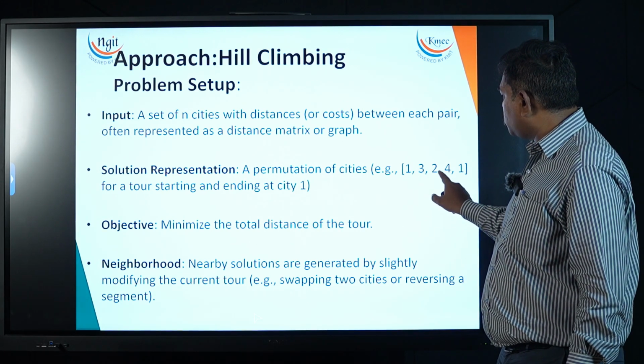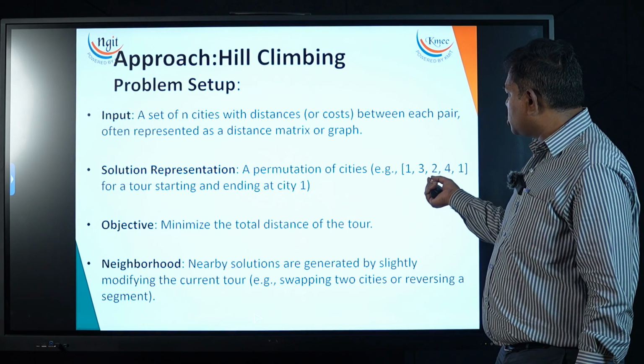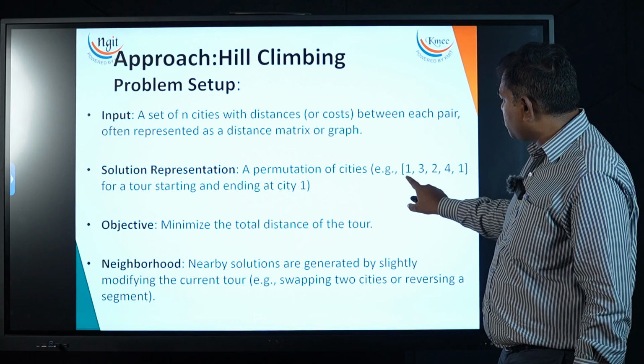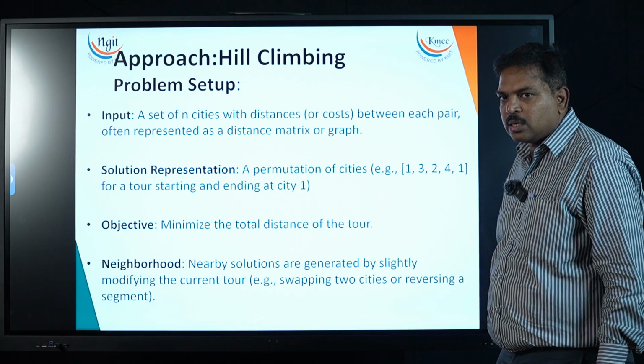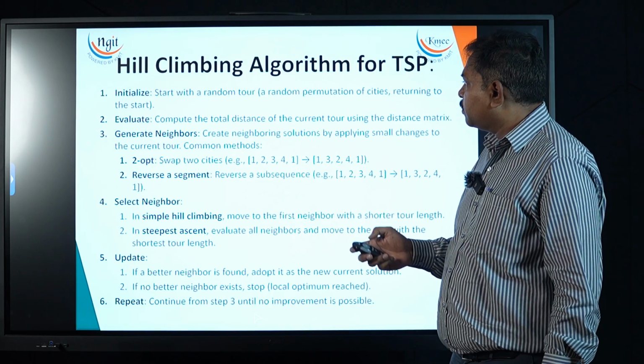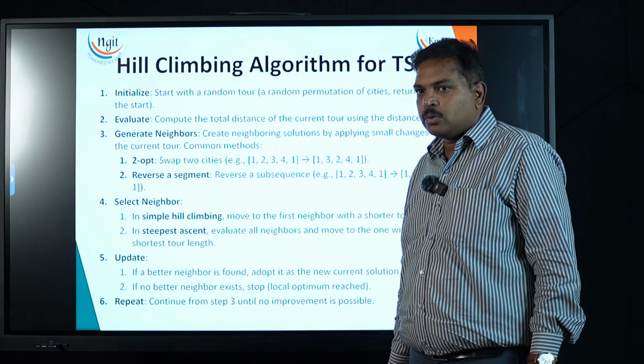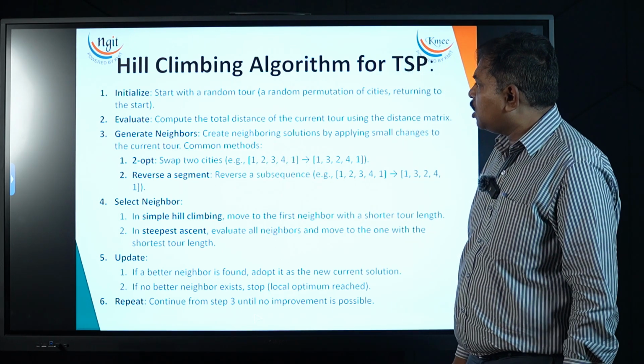Suppose 1, 3, 2, 4 is the first tour. In the next tour he may make a small swap between 3 and 2. First you start from 1, 2, 3, 4, 1, and like that we generate new neighbors based on the current state. So these are the entire steps we have to follow in hill climbing to solve the traveling salesman problem.